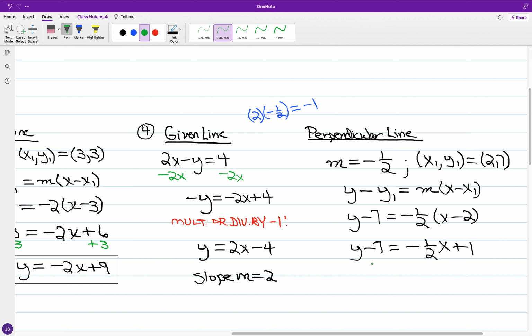And upon adding 7 to both sides, we're going to have that y is equal to negative 1/2 of x plus 8. And I can check, so y is at 7, and with x at 2, negative 1/2 times 2 is negative 1, in turn negative 1 plus 8 is also 7.